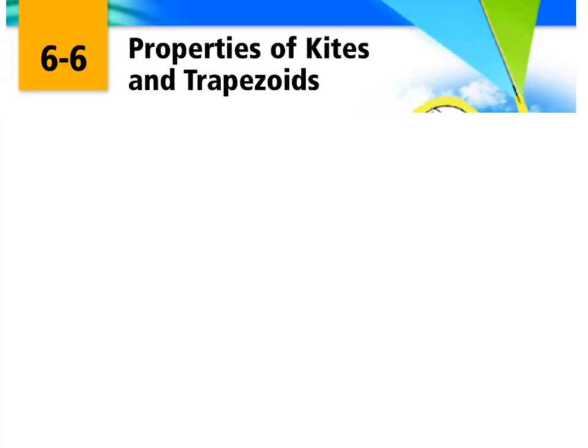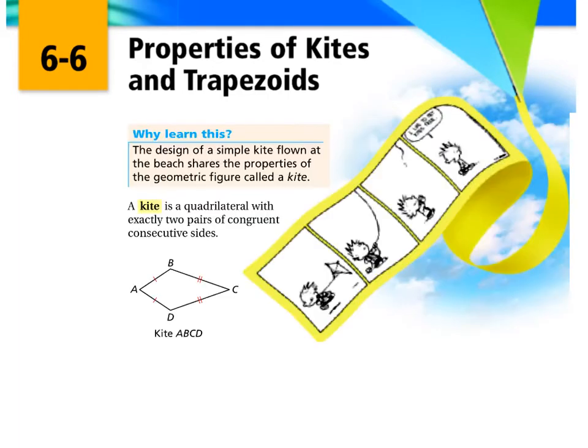In the last section of Chapter 6, we're going to talk about the properties of kites and trapezoids. A kite that you would fly in the air is the same thing as the geometric figure. A kite is a quadrilateral with exactly two pairs of congruent consecutive sides. What that means is that the consecutive sides are congruent. For example, segments AB and AD are consecutive and congruent. The same thing is true for segments BC and DC. This would be called kite ABCD.